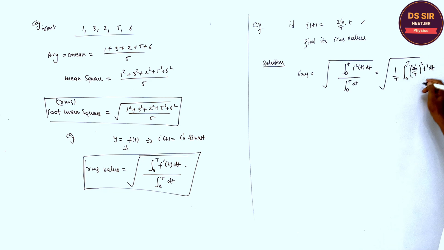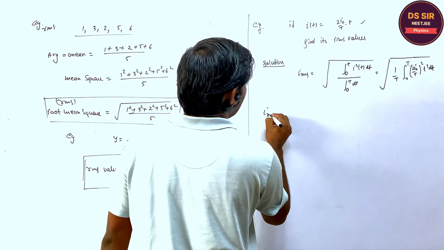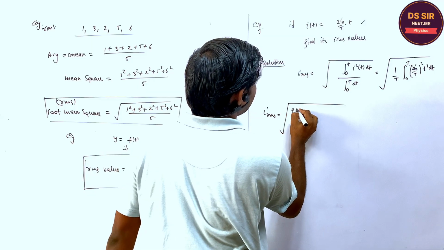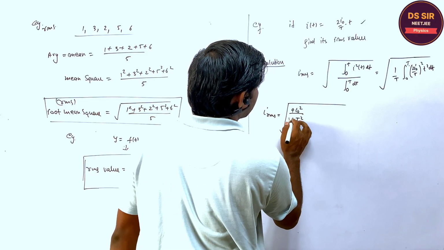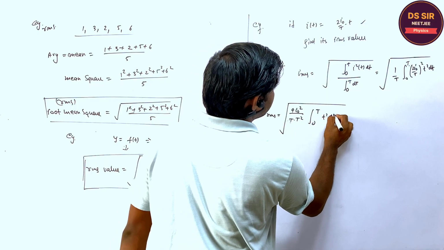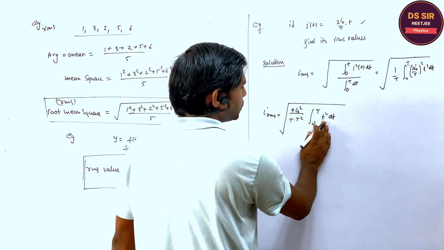I think you are getting this. The whole square is the square root. So IRMS is equal to 4I0 square upon T into the integration from 0 to capital T of t square dt. Is it clear or not? Right. So what is the integration of t square?